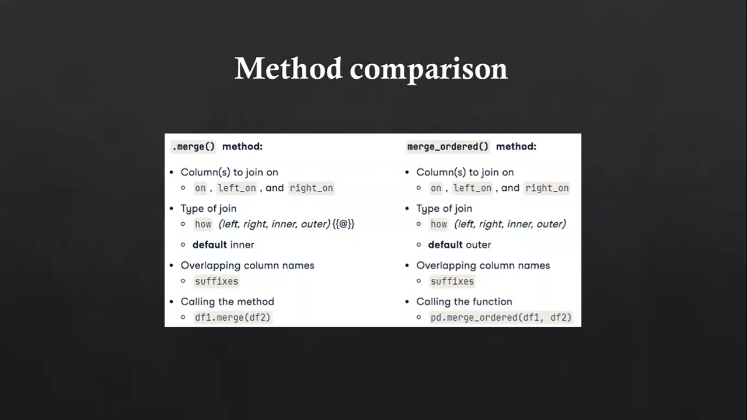Method comparison. In method comparison, there are two methods. First, .merge() and merge_ordered(). In the .merge() method, columns to join on are on, left_on, and right_on. The type of join is left, right, inner, outer, and it is default inner, overlapping column names, and calling the method. Whereas merge_ordered() contains columns to join on, left_on, and right_on. The type of join is right, inner, left, outer. It is default outer, and overlapping column names and calling the function.